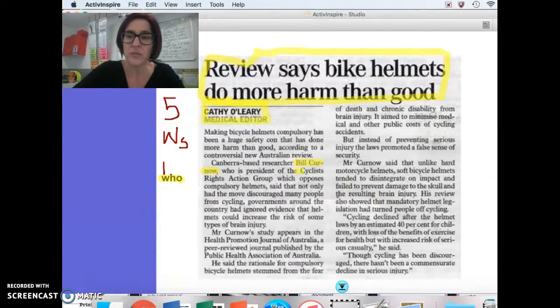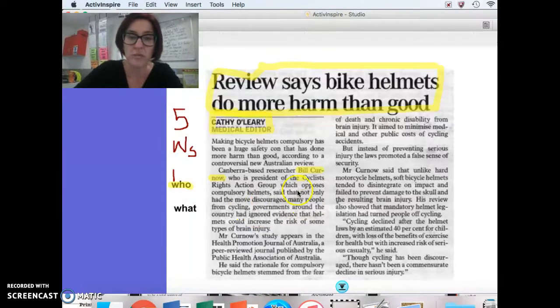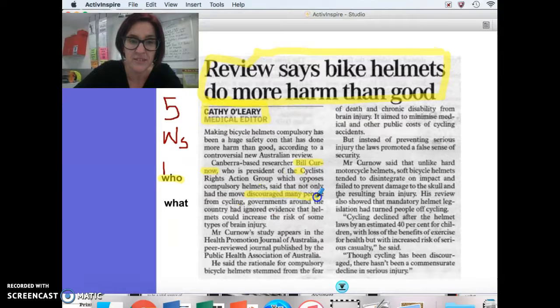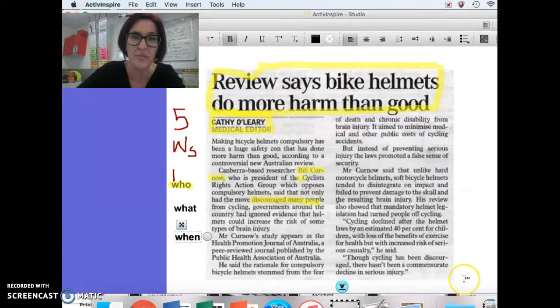The next one that we want to look at is the what. What is he saying? Well, he's basically saying that helmets have discouraged many people from cycling. So we can highlight that. And he's written a report about this. The next one that you want to look at is the when. Now, because this article is being cut off, we can't see the page where it was, we don't know the date. We can just assume that it was news from yesterday or earlier on today.